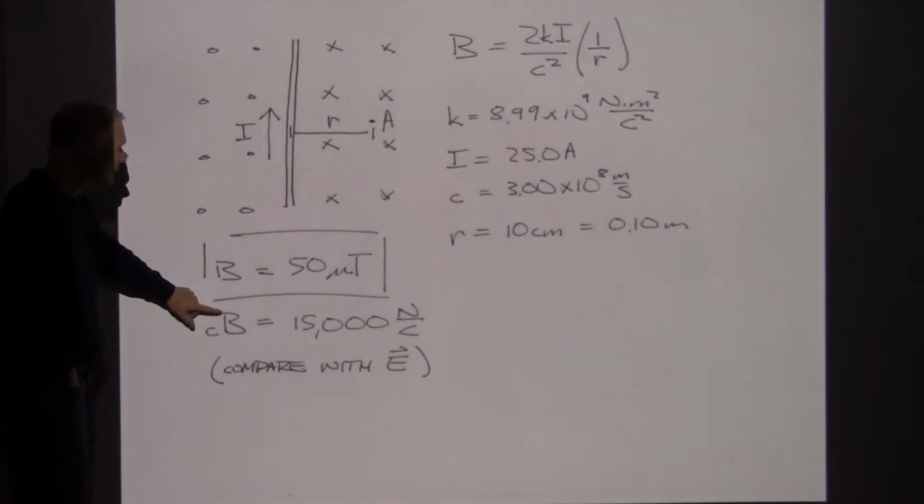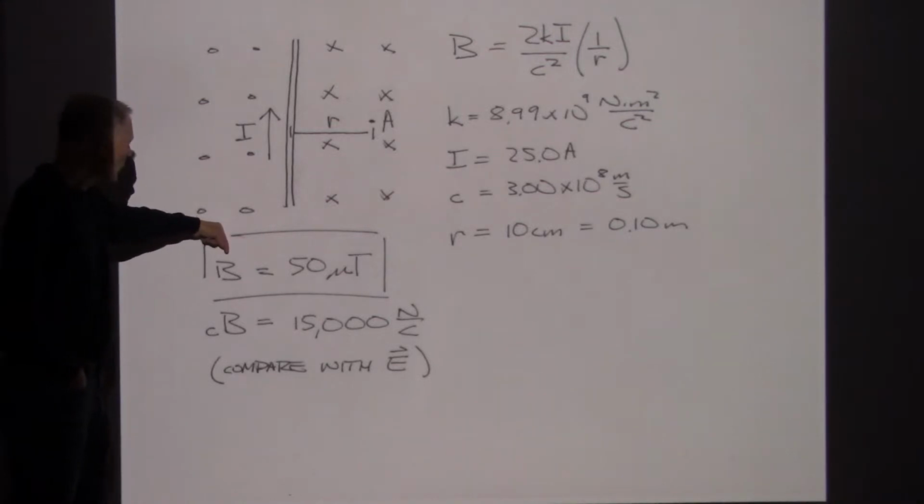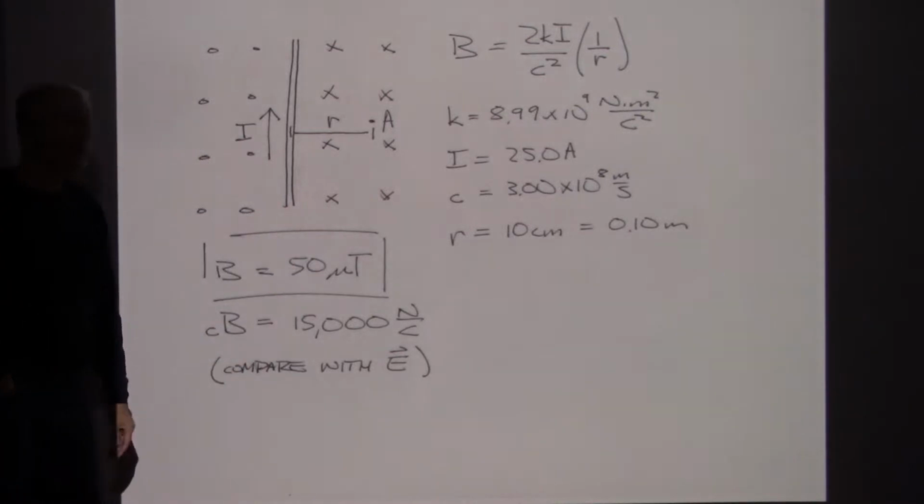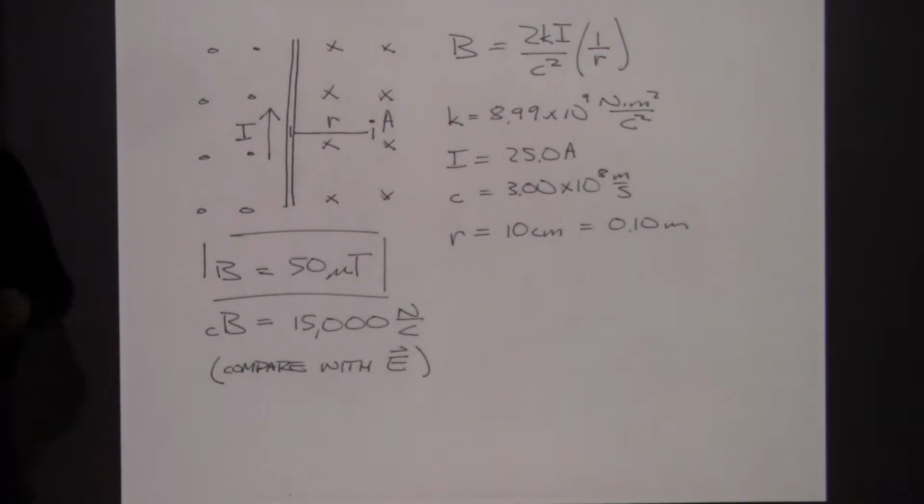Here I did, just for comparison, we could ask, a magnetic field of 50 microtesla, it sounds so small, but how does it compare with the electric fields that we've seen before? Well, I can convert the magnetic field so that it's in the same units. We talked about this too, that historically magnetic fields have been measured in different units compared with electric fields, even though they are basically the same thing.